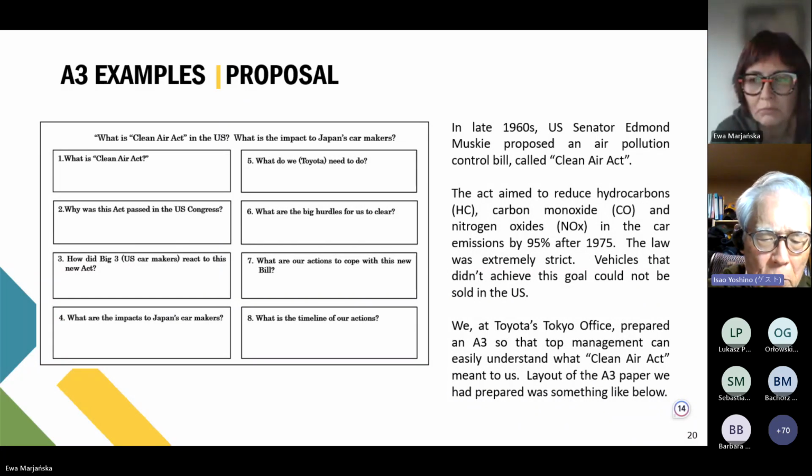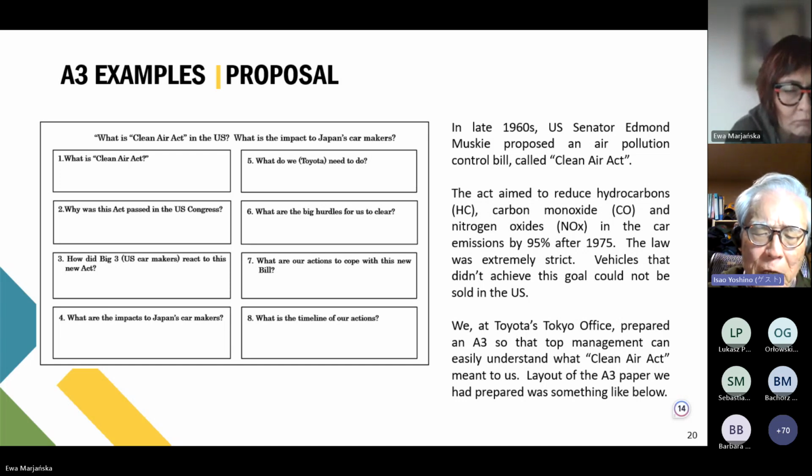So when I take a look at the left-hand side, what is it? Number 1, what is the Clean Air Act? Number 2, why was this act passed in the United States? How did this happen? Number 3, how did the Big Three react to this? Because this Clean Air Act is designed for the Big Three manufacturers, but that also includes Japanese manufacturers like Toyota and Nissan and other companies. So it is important for us to know their reaction.